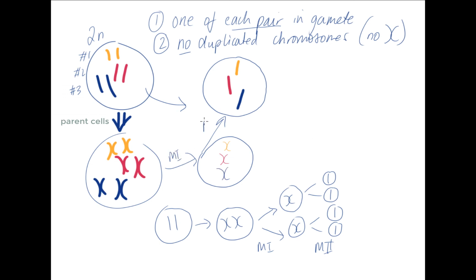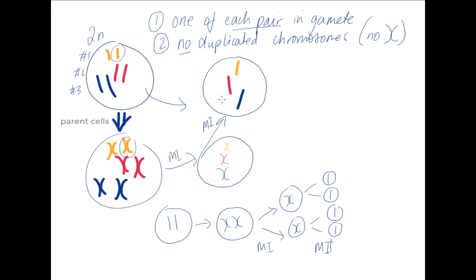Meiosis 2 is going to separate those chromatids. So this is the gamete that is going to result from either of these cells. Let's follow the rules. We've only got one per pair. We've got one per pair here, one per pair, and we've got no X shapes, so no X shapes here.